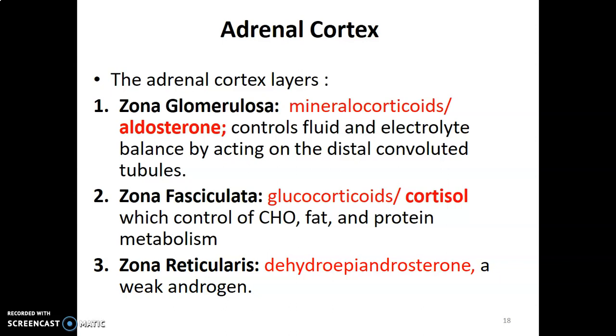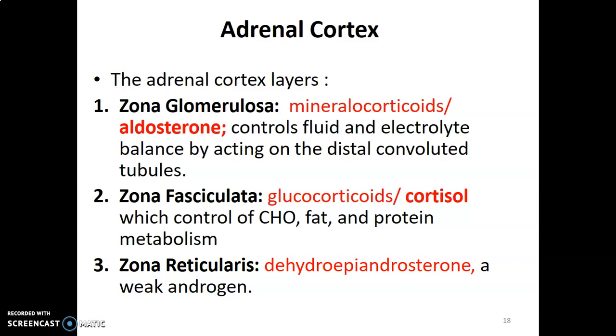Zona glomerulosa produces mineralocorticoids, or aldosterone. Aldosterone helps with reabsorption of sodium at the distal convoluted tubules. When you reabsorb sodium, of course, water will be reabsorbed too. So sodium moves with water, so you tend to raise blood pressure.